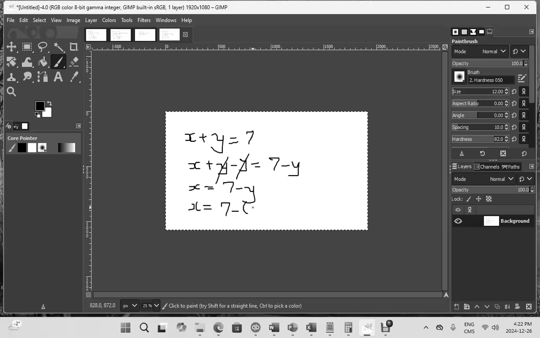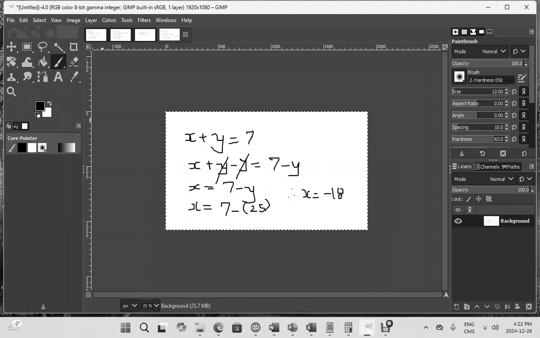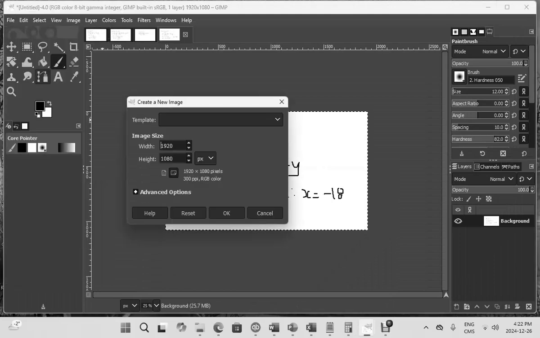So if you want to substitute in a value, let's say y is 25. Therefore, your x will be 7 minus 25, so let's say negative 18 in this case. And you can double check using your calculator. So this will be negative 25 plus 7, negative 18.